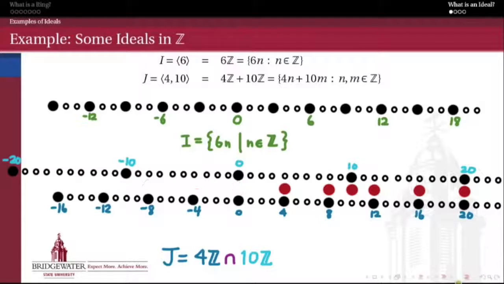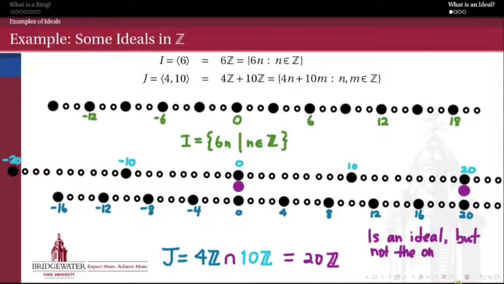Alright, so if union didn't work, how about intersection? If I take the intersection of 4z with 10z, and just overlap them here, it turns out that I get 0, and I get 20. I would get negative 20, I would get 40, and so forth. In other words, I would get every common multiple of 4 and 10. And I would end up getting an ideal. I would get the ideal generated by the number 20.